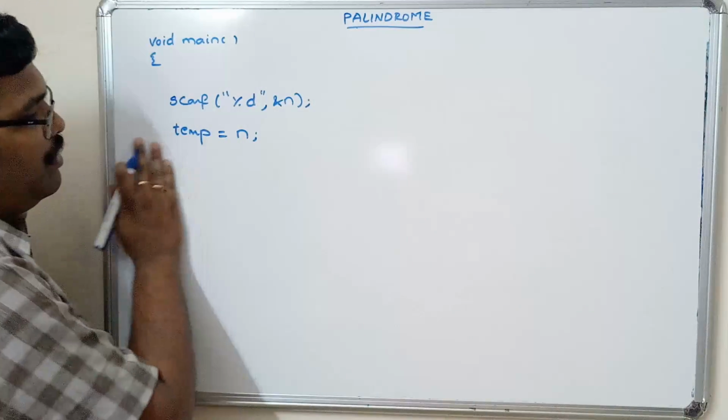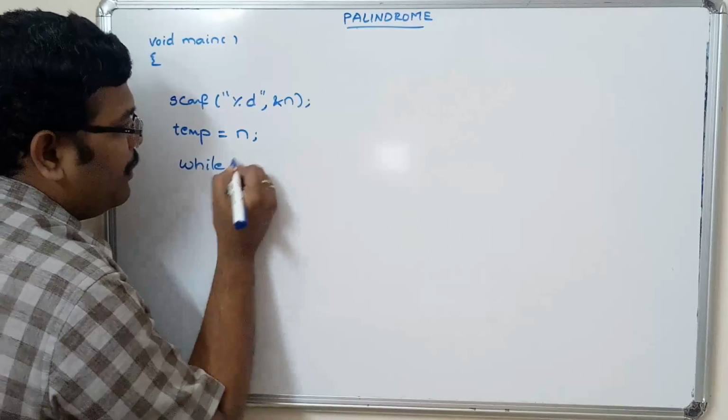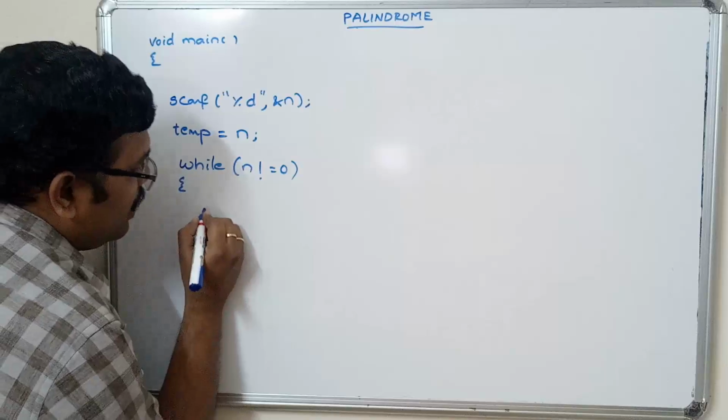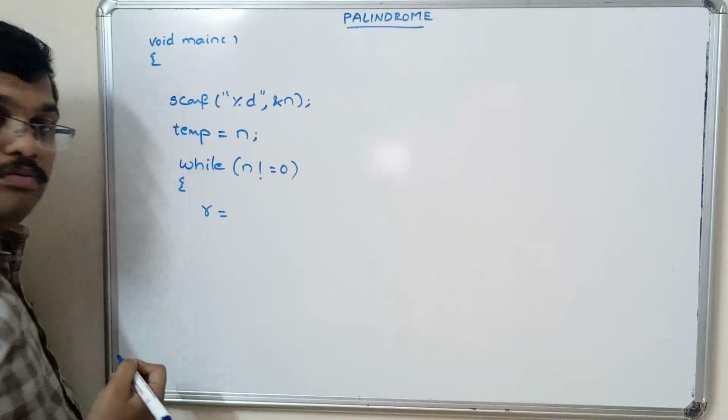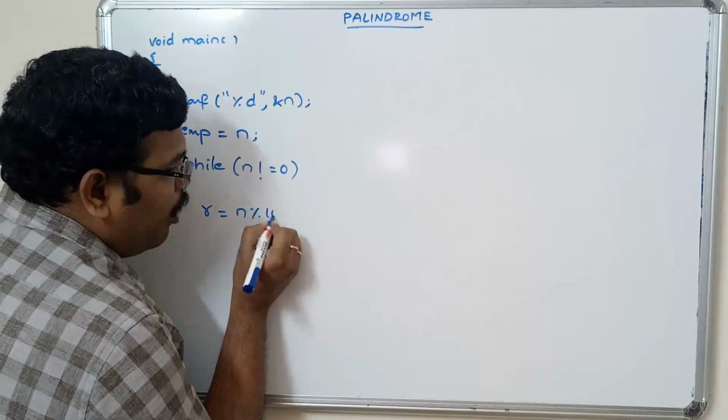Now as simple, we can write the loop. So while n not equal to 0, r is equal to n mod 10.